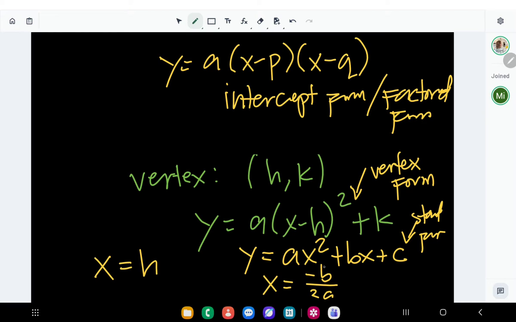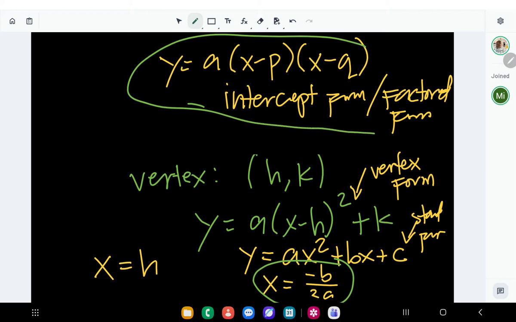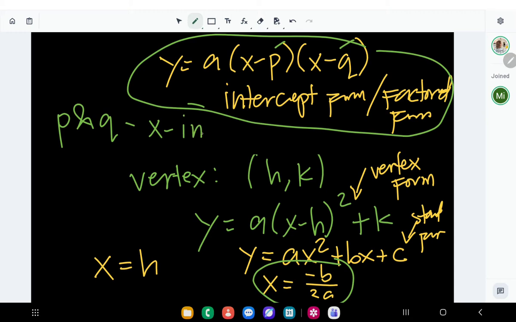No. This one, x equals negative b over 2a, that one is the axis of symmetry. This one that I just wrote is intercept form. And p and q here are the x-intercepts. And to solve for a, you just plug in the values of x and y that are given, if you're given.